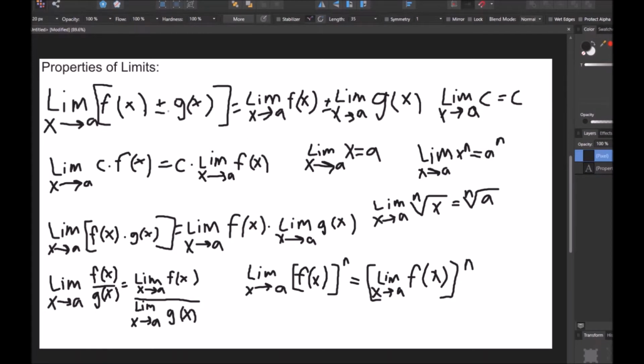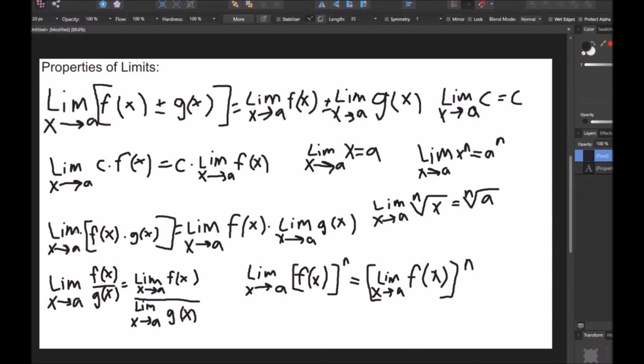So for this first limit law, it's also said as the limit of the sums is the sums of the limits, or the limit of the difference is the difference of the limits, basically. If you have a limit of something plus another thing, it's basically the limit of the first thing plus the limit of the second thing. Then our second law says the limit as x approaches a of c times f of x, where c is some constant, is equal to c times the limit as x approaches a of f of x. So you can just bring that c to the outside, basically.